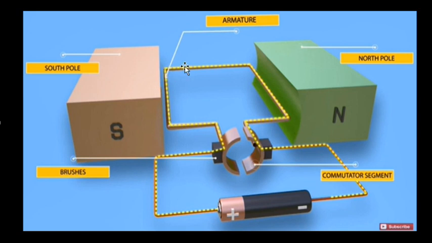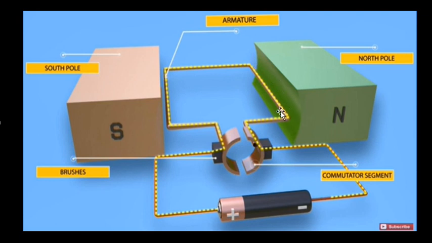And when there will be a horizontal direction of the flow of current, there will be no motion. Why? Because here the direction of magnetic field lines and the direction of flow of current are parallel. The angle between them is zero. So no force will act on the armature. Again, when the direction of current and the direction of magnetic field lines are perpendicular, then again force will be exerted on it.